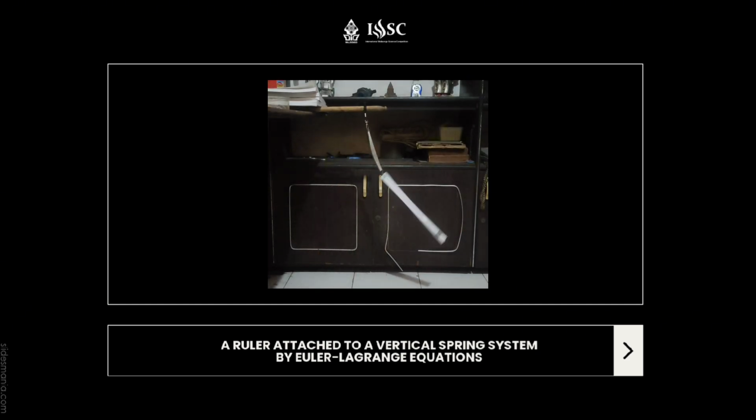From the assembled system, it will move in simple harmonic motion. There are 2 points to be explained. In the first point, it moves under the influence of the restoring force that follows Hooke's law, where this force is proportional and opposite in direction to the displacement from the equilibrium position. F equals minus kx. When the spring is stretched or compressed and then released, the restoring force causes the mass attached to the spring to oscillate back and forth through the equilibrium position.